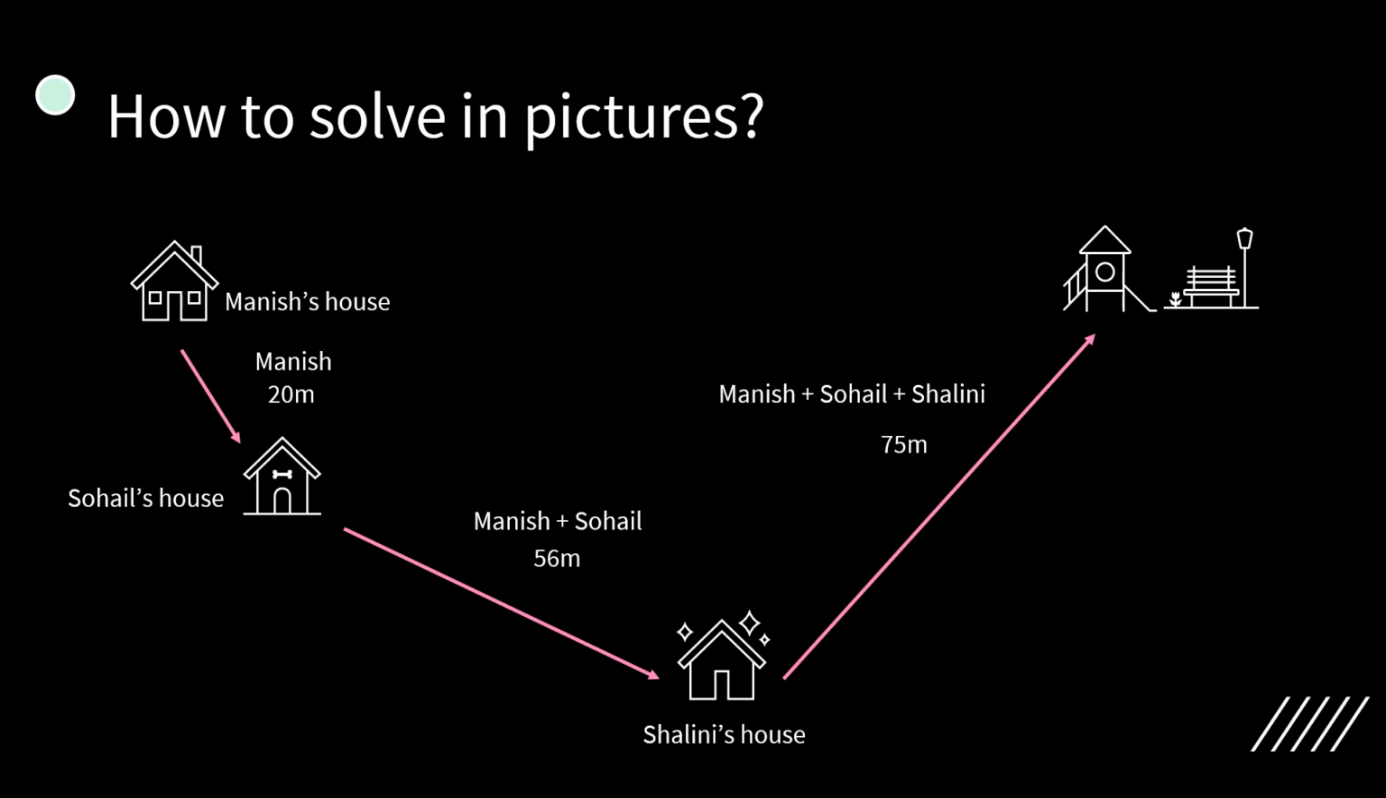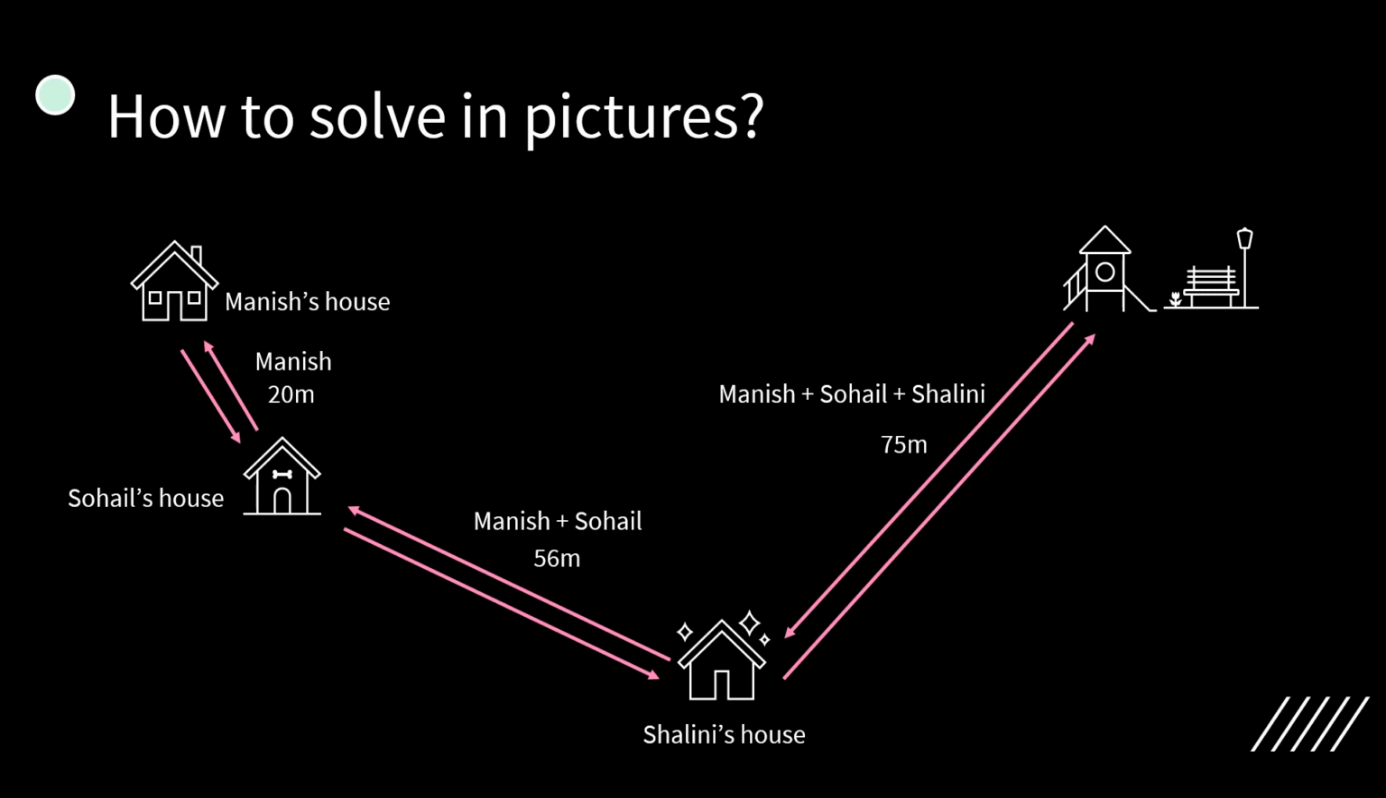After playing, the three friends come back the 75 meters to Shalini's house where Shalini enters her home. After that, Manish and Sohail walk back to Sohail's house and Sohail then goes back home. Finally, Manish walks back the 20 meters to his own house. So what is the distance travelled by each of the friends? Let us see how we can find it from the picture.